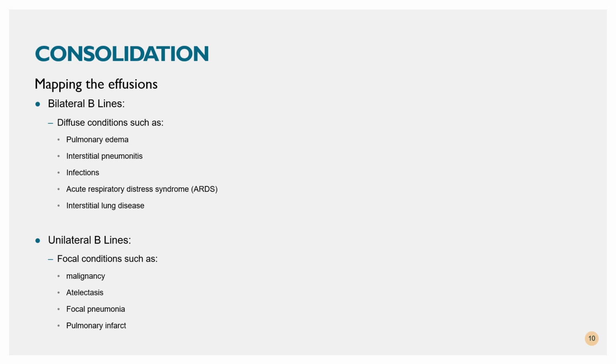Infections that are affecting bilaterally, acute respiratory distress syndrome, and interstitial lung disease. If we're just finding unilateral B lines, then that could be indicative of malignancy, atelectasis on that particular side, a focal pneumonia, or a pulmonary infarct in the area.